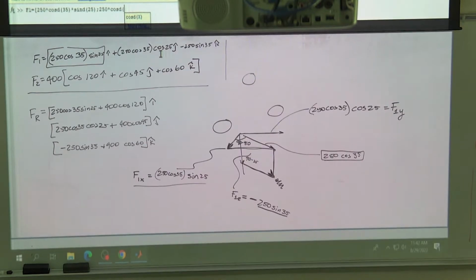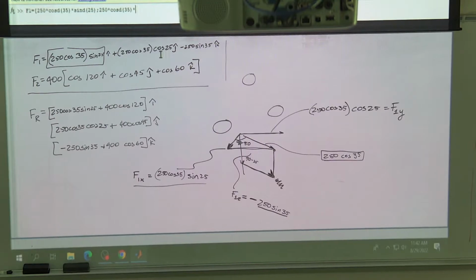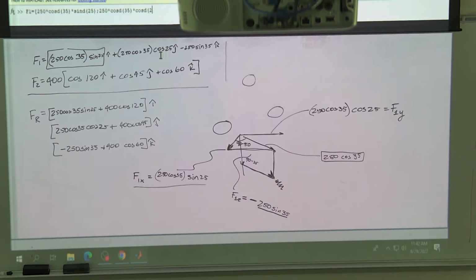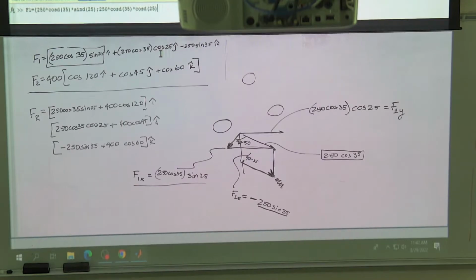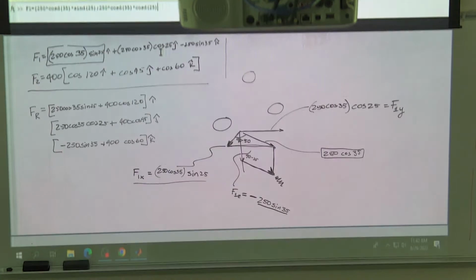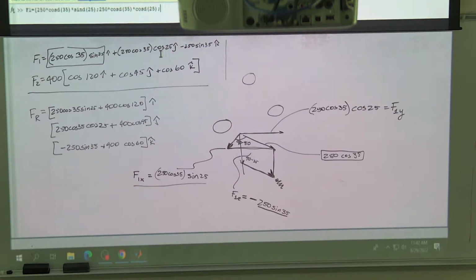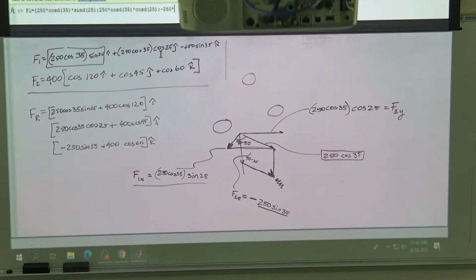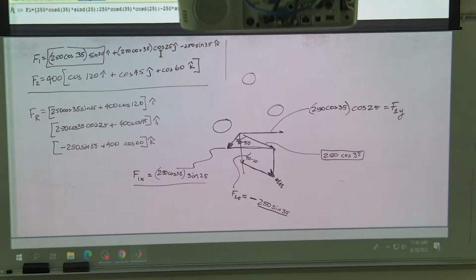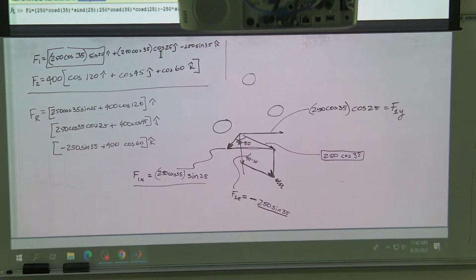Okay, so cosine of 35, and then times, sorry for the delay, cosine of 25. Cosine degree of 25. Did I put the D in there? Yeah, I did. 35 and 25, and then a semicolon. I'm doing the semicolon right now. Minus 250 times sine degree of 25. Or was it 35? I think it's 35.